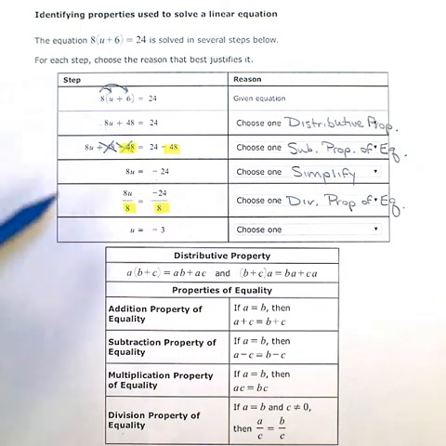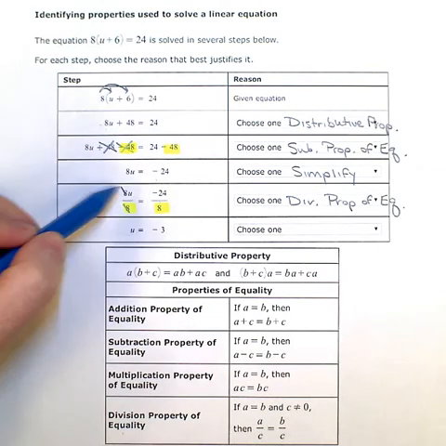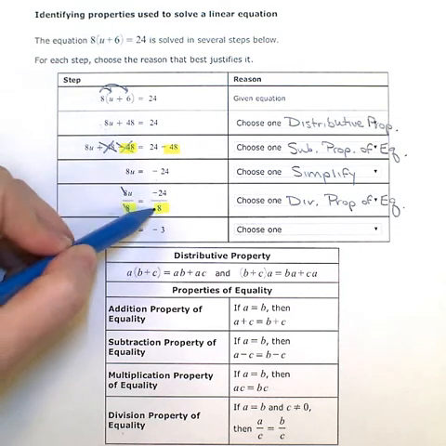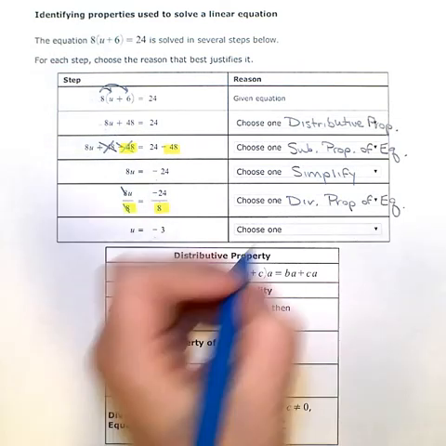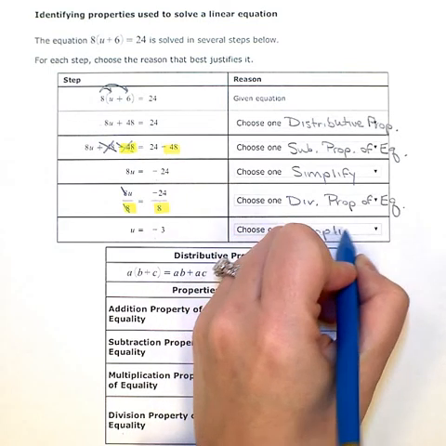And then last, this 8 just cancels, leaving u, and negative 24 divided by 8 is negative 3. Again, this is just a simplify. And we're done.